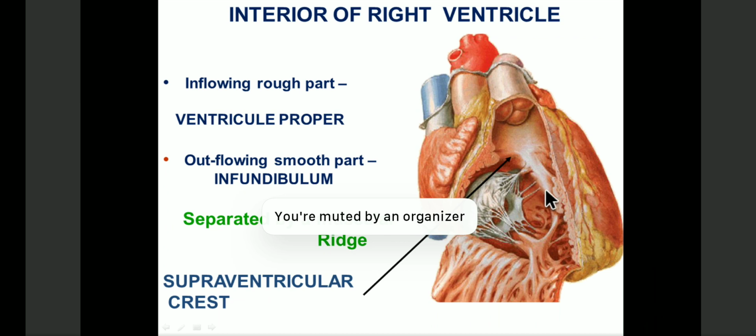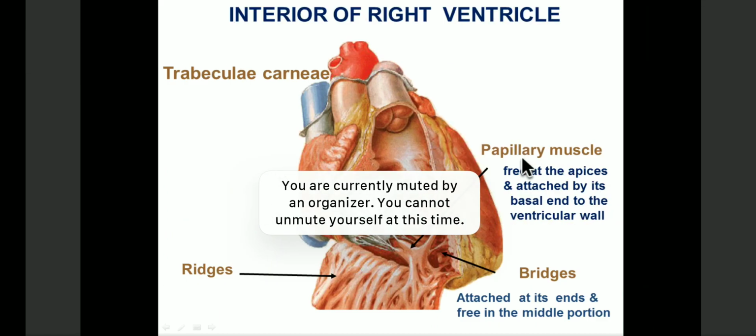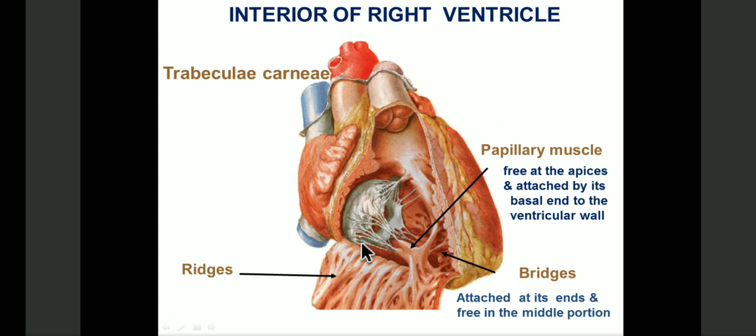which is a well-defined muscular bridge. What are these muscular structures called on the inside of the rough part of the ventricle? They are called trabeculae carneae. Trabeculae carneae are of three types: the papillary muscles, the bridges and ridges.